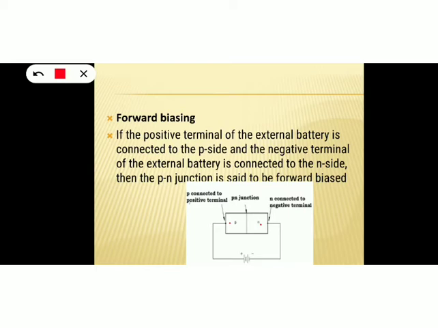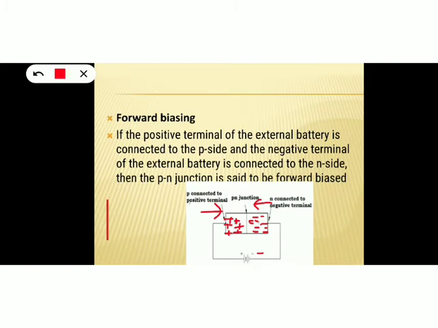Now what happens in forward biasing? On the P side, positively charged holes are the majority carriers. Similarly, on the N side, negatively charged electrons are the majority carriers, isn't it? So when forward bias is applied, the positive potential of the battery repels these positively charged holes towards the depletion region. Similarly, the negative potential of the battery repels the electrons towards the depletion region.